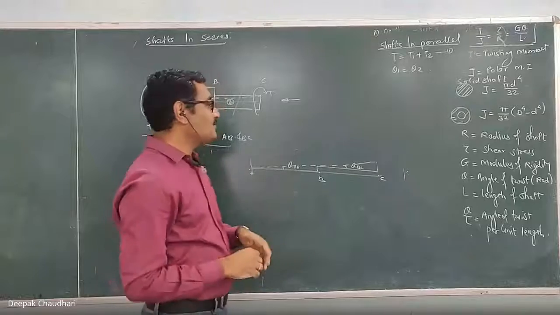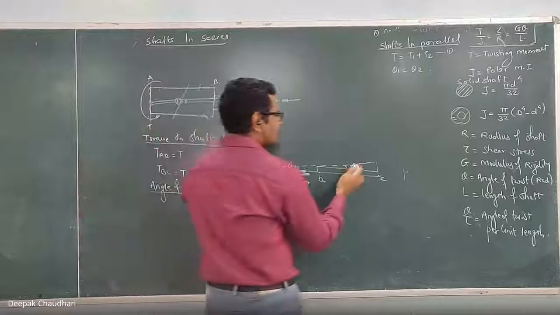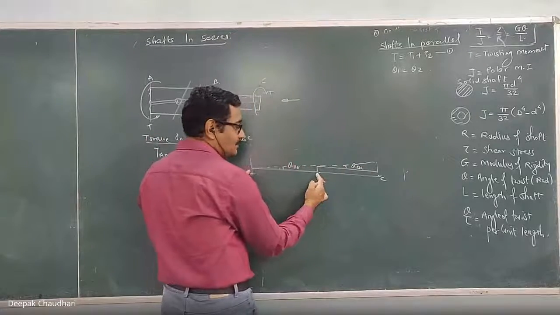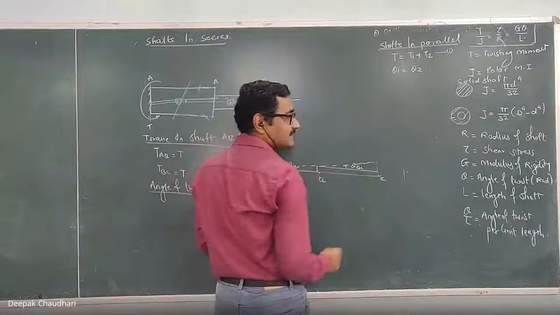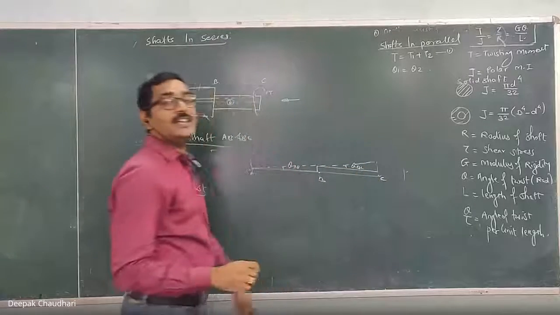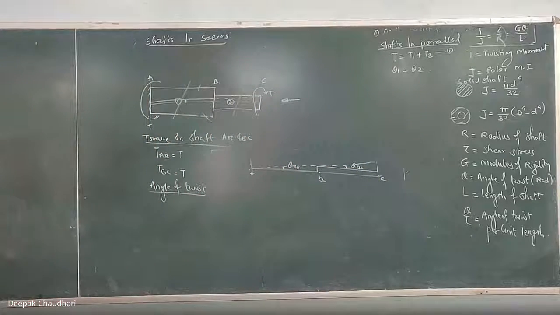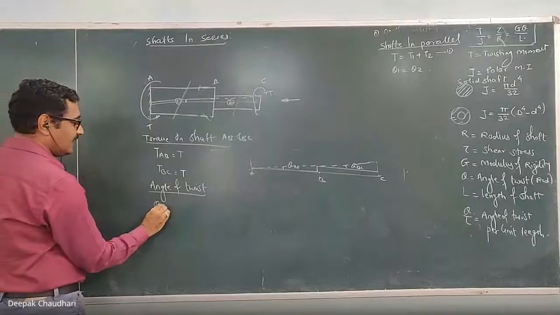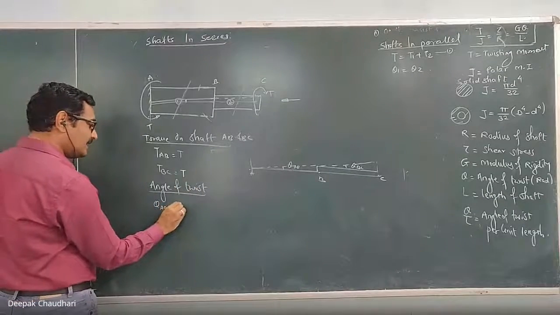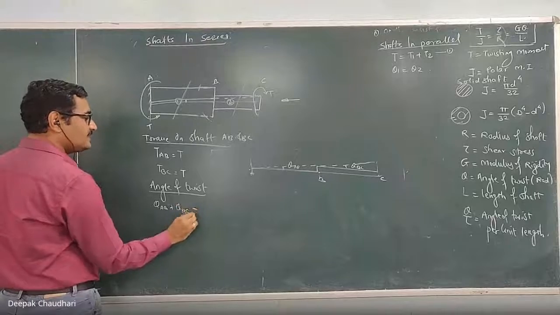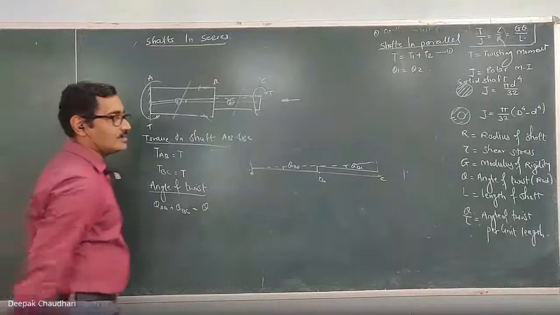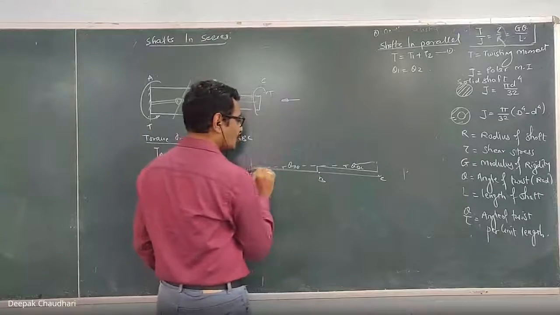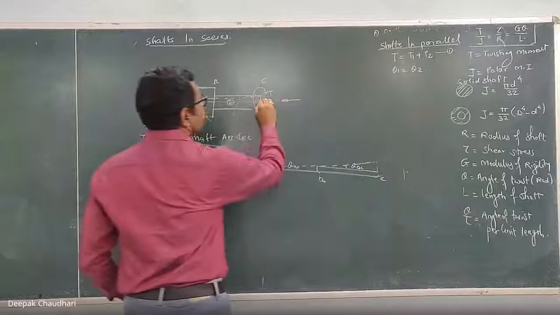Here, what will be the total angle of twist? The total angle of twist will be theta AB plus theta BC. This is the total angle of twist over the length AC. So what is the relation between the angle of twist? This theta AB plus theta BC is equal to the total angle of twist theta, the total angle of twist theta at this free end.